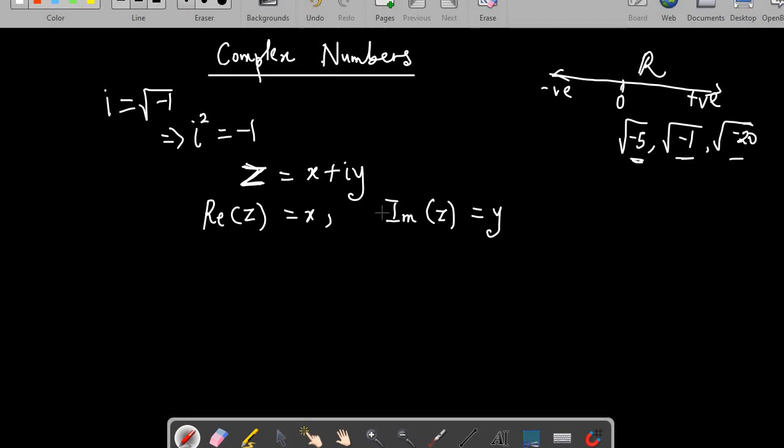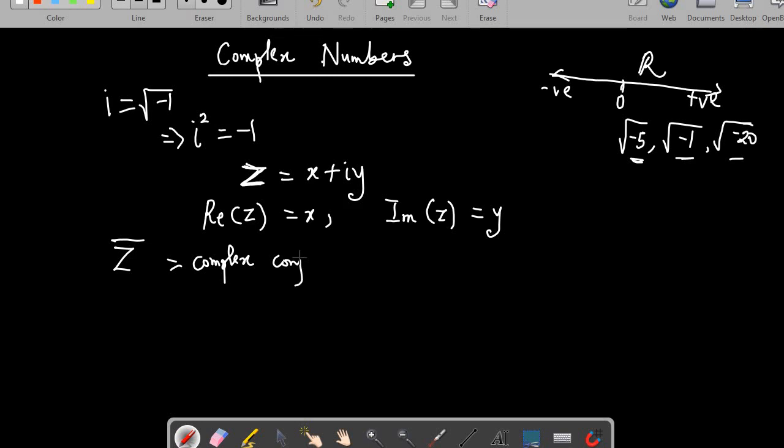Okay, now let's press further. Now we have said that a complex number can be written as Z equals X plus IY. Now let's look at some basic properties of the complex number Z. Your complex number Z also has something called a conjugate, and it is written as Z bar. So Z bar is simply the complex conjugate.